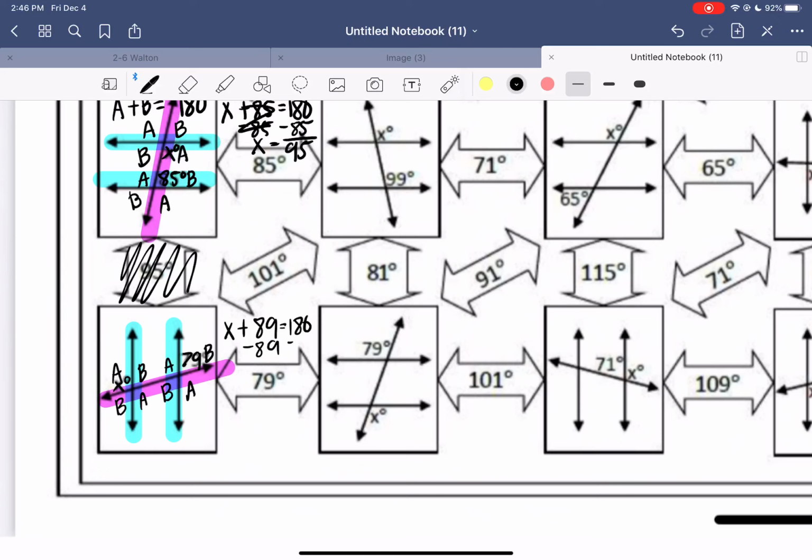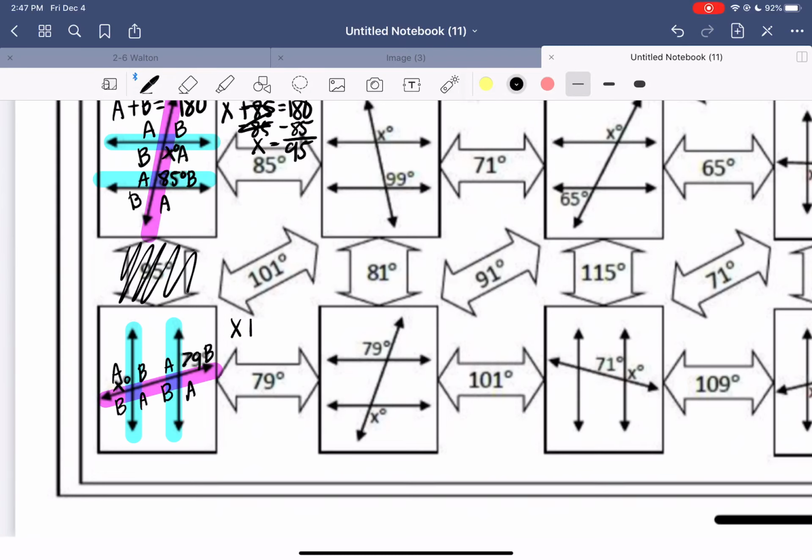Subtract 89, subtract 89, and we get x equals 180 minus 89, which leads us, sorry, I wrote this wrong. Erase that. You probably already saw it.